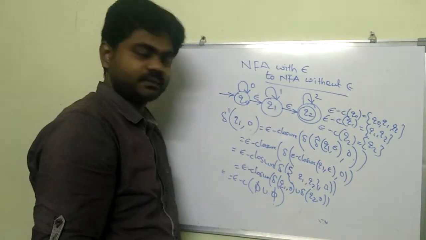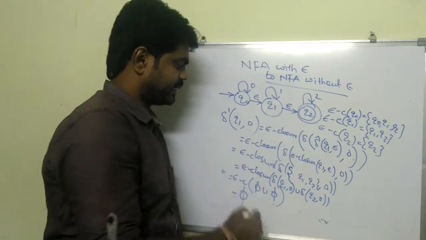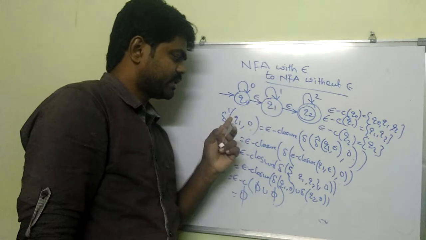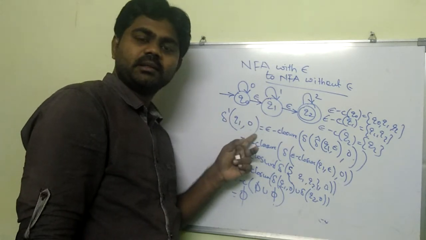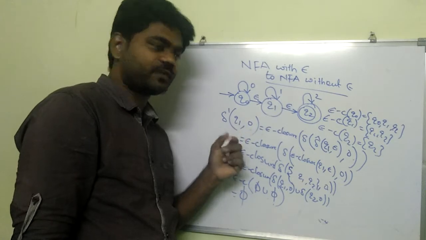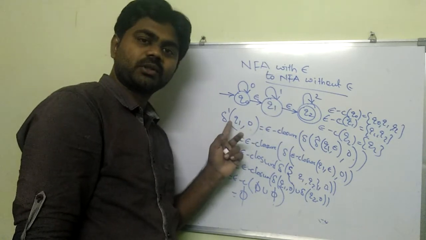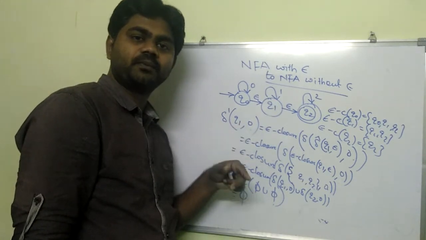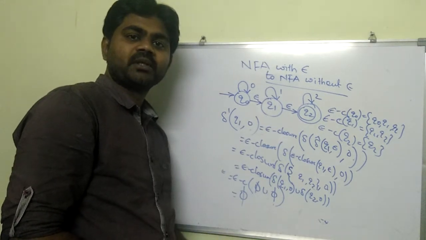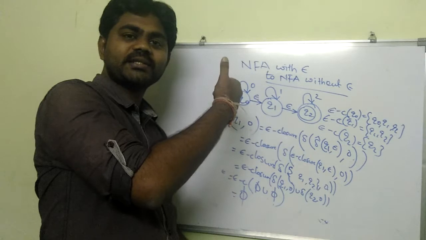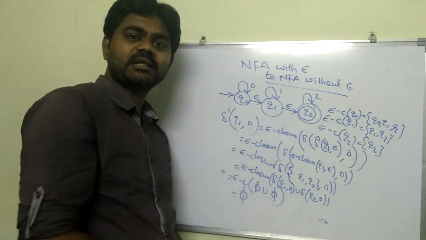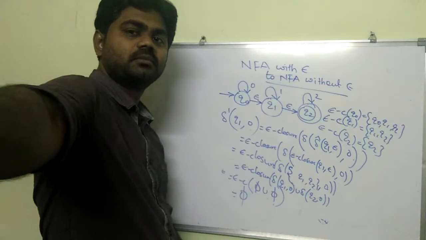So what will I get here? Only delta. In this manner, I should perform for Q1 comma 1, Q1 comma 2. In the same manner, I should perform for Q2 comma 0, Q2 comma 1, Q2 comma 2. So in total I will get 9 transitions. Okay, so I will write all those 9 transitions here. Depending upon those 9 transitions, we can construct a transition table.